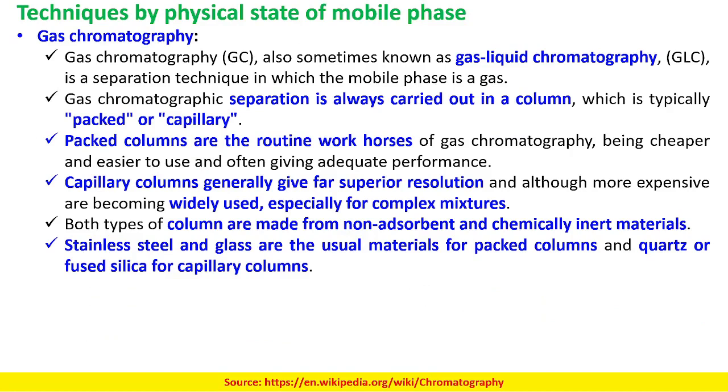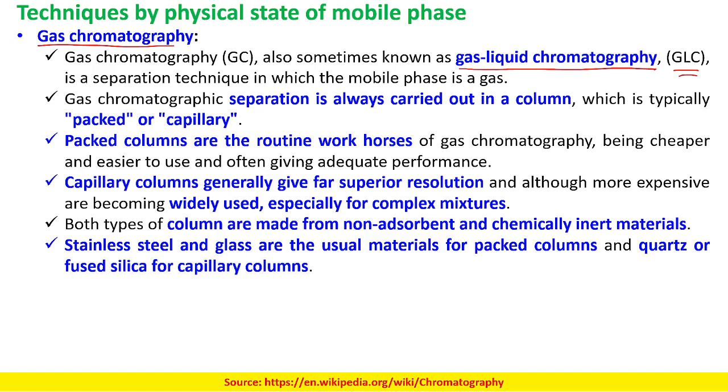Now, techniques by physical state of the mobile phase. The first one is gas chromatography. When we talk about gas chromatography or liquid chromatography, we basically mean that in gas chromatography the gas is the mobile phase. If we say liquid chromatography, the liquid is the mobile phase. In gas chromatography, we usually have gas liquid chromatography, in short called GLC.